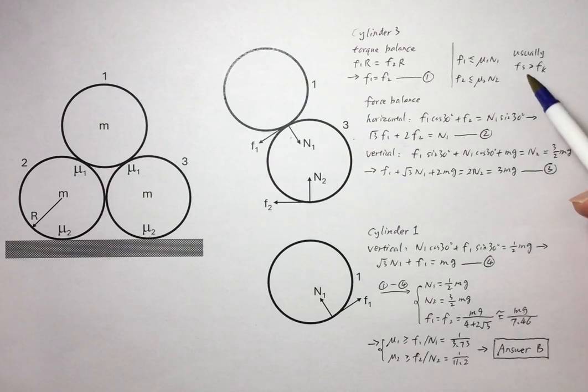Now from here, these two equations, so mu1 is equal or larger than F1 over N1, so that's 1 over 3.73, and mu2 equal or larger than 1 over 11.2. So only answer B can fit the condition here. So the final answer is answer B.